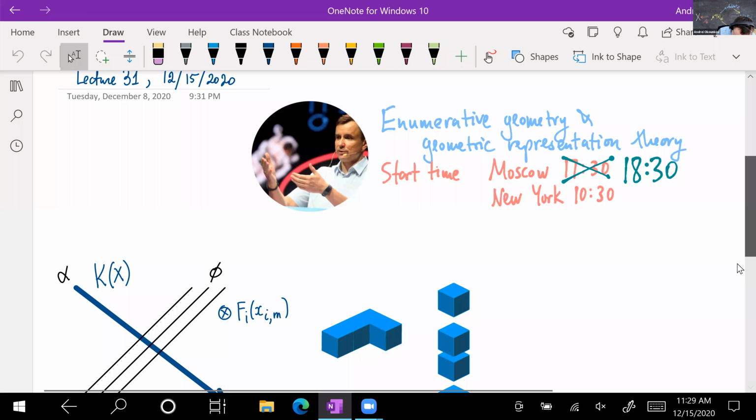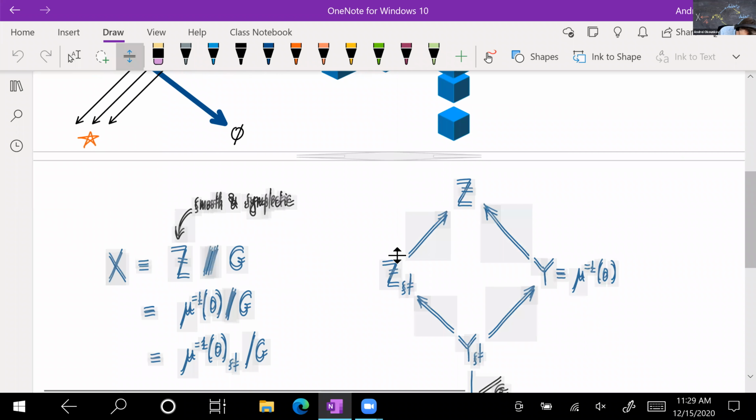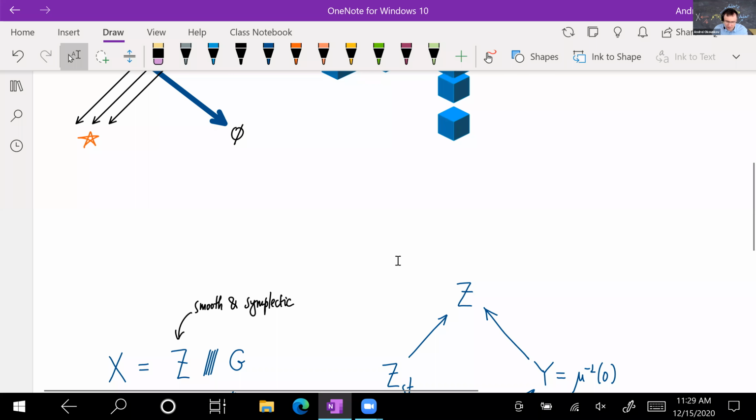Today we will continue with... I should have left some space here for the title. So we'll continue with... Let me turn off this chime.